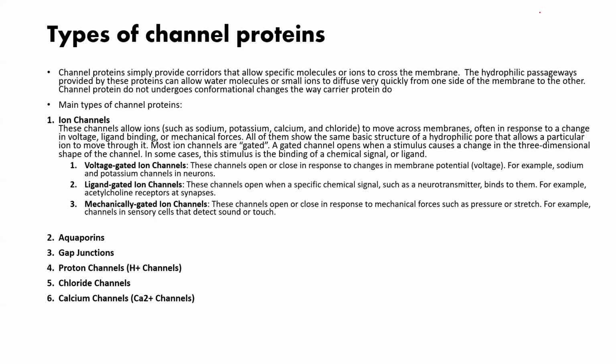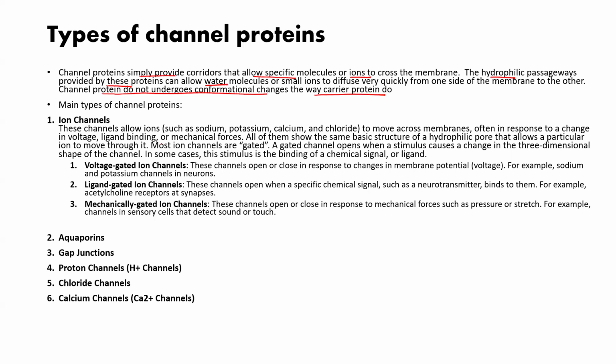Generally, for facilitated diffusion, two types of proteins are used. One is channel protein, one is carrier protein. Right now my focus is to explain what types of channel proteins we use. Channel proteins generally provide a corridor which allows specific molecules or ions to pass. The hydrophilic pathway provided by these proteins can allow even water molecules to pass. But the main important difference is that channel proteins will not undergo any conformational change the way carrier proteins do.